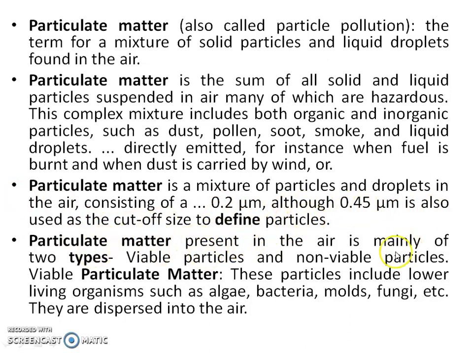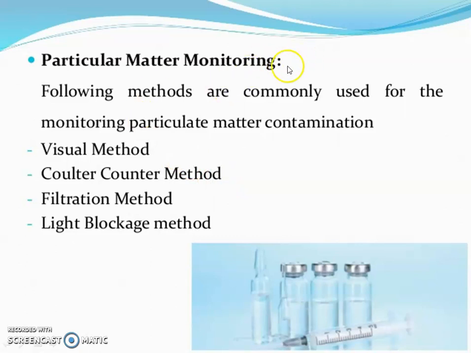Particulate matter present in the air is mainly of two types, viable particles and non-viable particles. The viable particulate matter includes lower living organisms such as algae, bacteria, molds, fungi, etc., and they are dispersed into the air. Then particulate matter monitoring: the following methods are commonly used for monitoring particulate matter contamination: visual method, powder counter method, filtration method, and light blockage method.